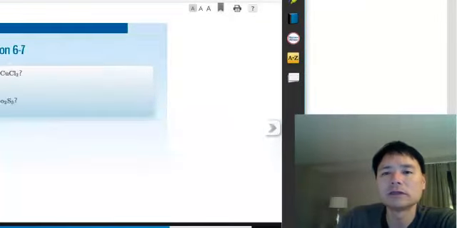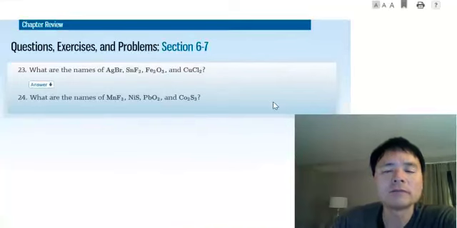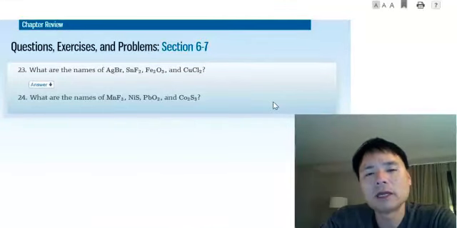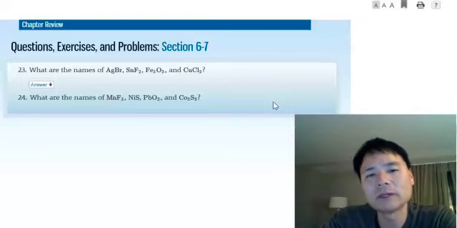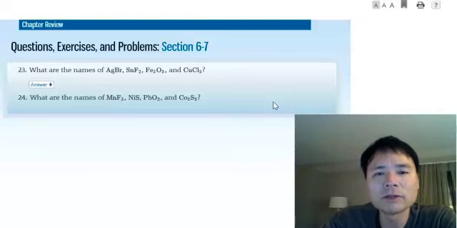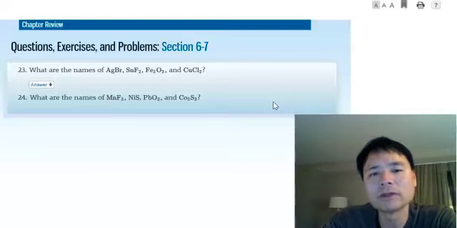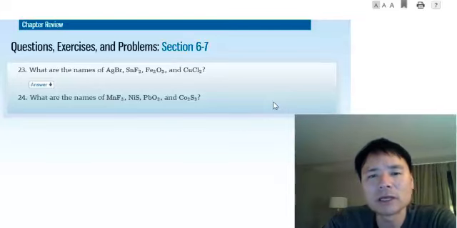Next series. Nomenclature. What are the names of AgBr? Ag is fixed charge, and so we call it silver. We wouldn't call it silver 1 in this case, because there's only 1 charge for silver, and that's +1. Bromide, there's only 1 charge for that. So this compound is called silver bromide. Silver space bromide.